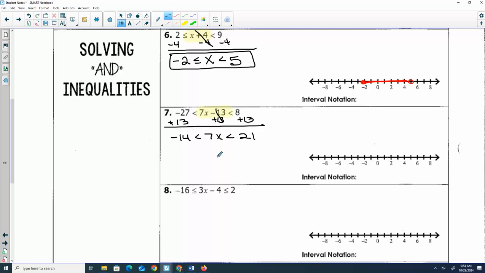All right, then what do we have to do to get x by itself? Divide by 7 on both ends. So if I divide by 7 in the middle, we do it on both ends as well. So negative 14 divided by 7 is negative 2, is less than x, is less than 3. Now I have my answer because it is just x in the middle. You have to keep going until you have just a plain x there.